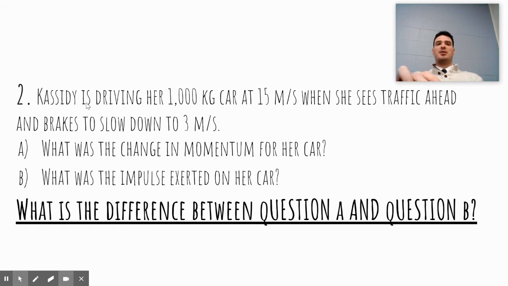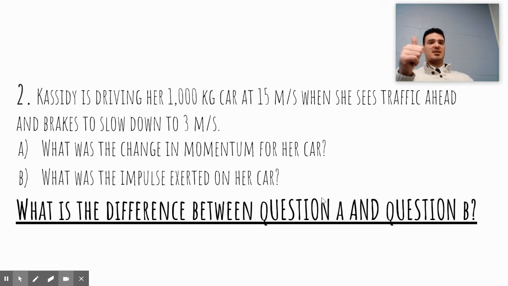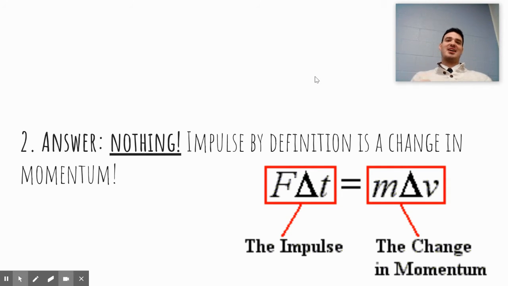All right. So this one is talking about Cassidy, and she's driving her car at 15 meters per second, my bad. When she sees traffic ahead and brakes, it slows down to 3 meters per second. What was the change in momentum for her car, and what was the impulse exerted on her car? And the question we're really asking you is, what is the difference between question A and question B? And your answer should be, there is nothing different, guys, nothing different.